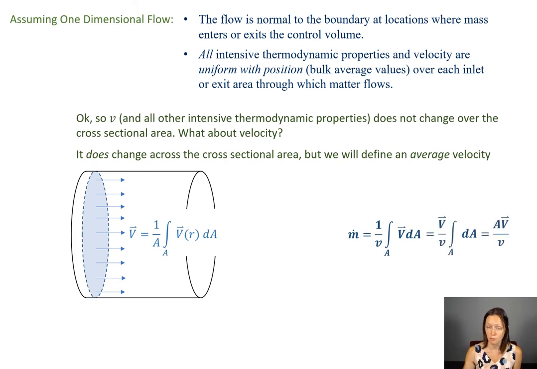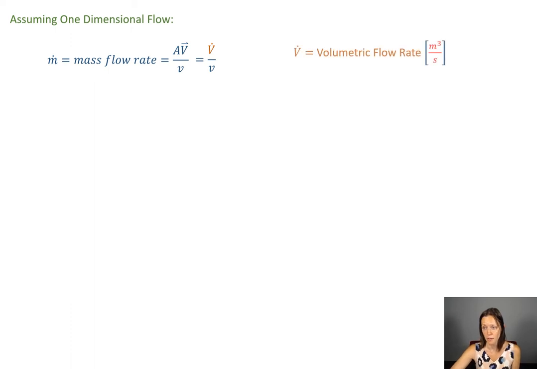All right, so if my velocity doesn't change with respect to area, it's just going to come right out of that integral, and I've got the area times the velocity over the specific volume. There's my mass flow rate equation if I assume 1D flow. Now you may also see this written in terms of the volumetric flow rate. So V dot is our volumetric flow rate. I believe your book just keeps with that A times velocity, and that's the volumetric flow rate they're talking about, so be aware of that.